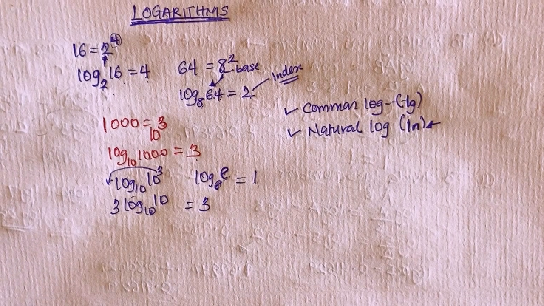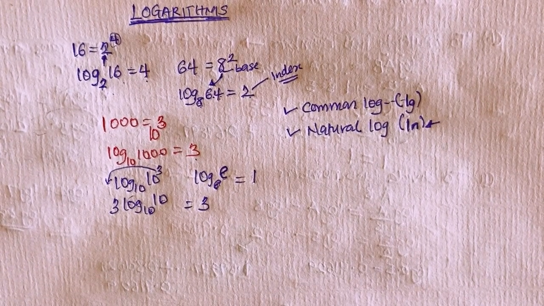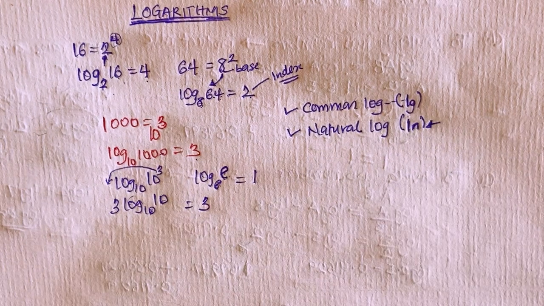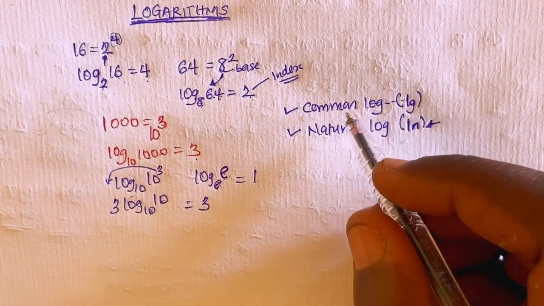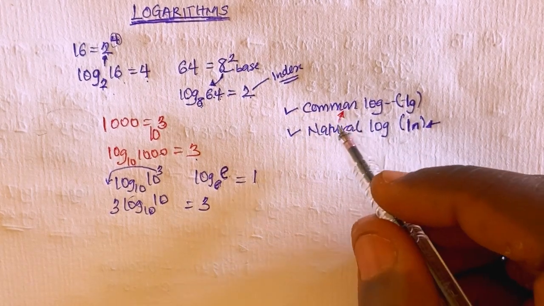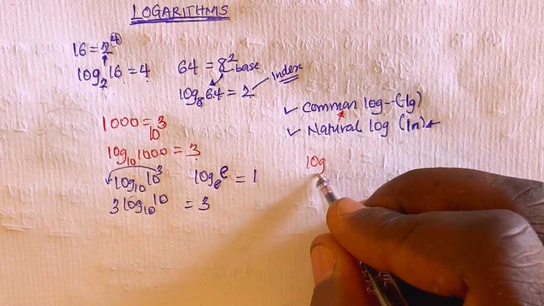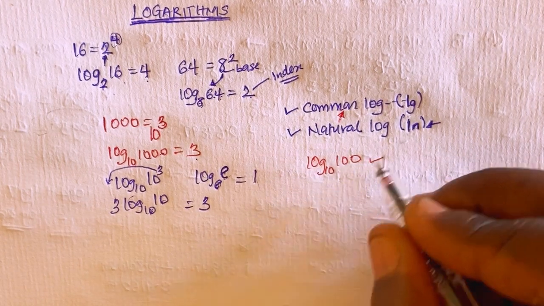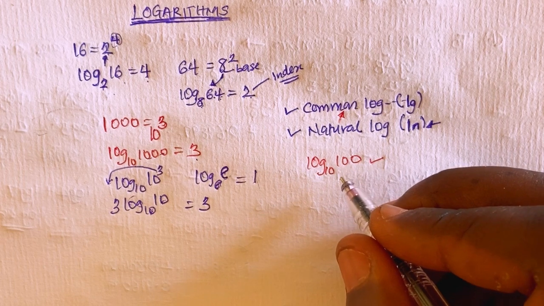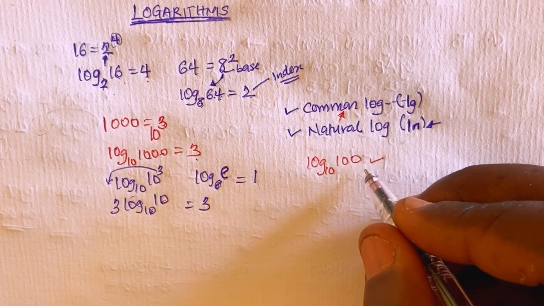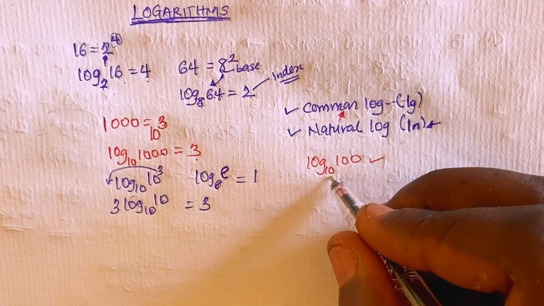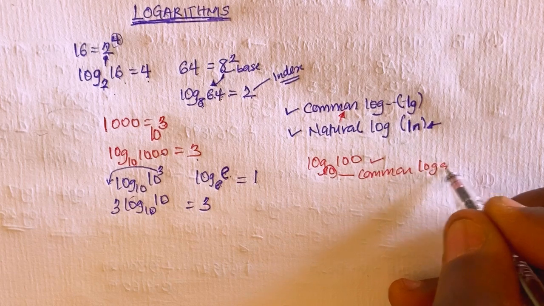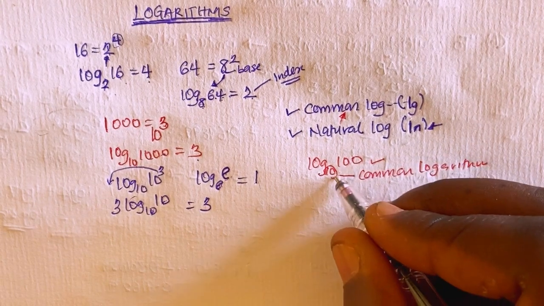Now let's go ahead. What is common logarithm? Common logarithm is, as its name implies, common. For example, suppose we have log base 10 of 100. This is a common logarithm. A common logarithm always has a base of 10. So any logarithm that has base 10 is known as a common logarithm.